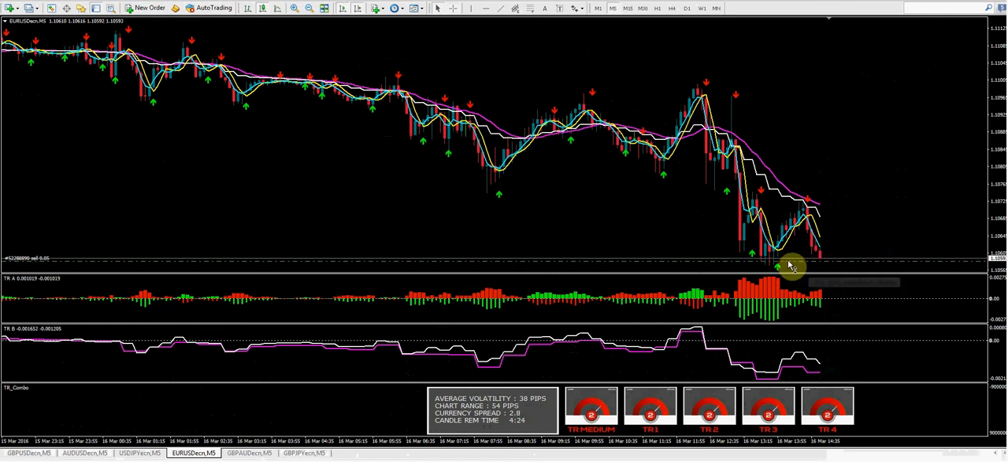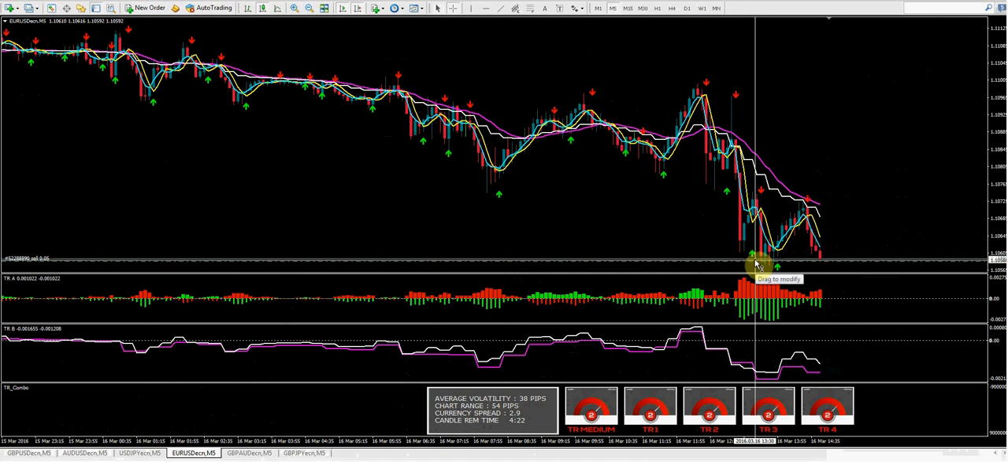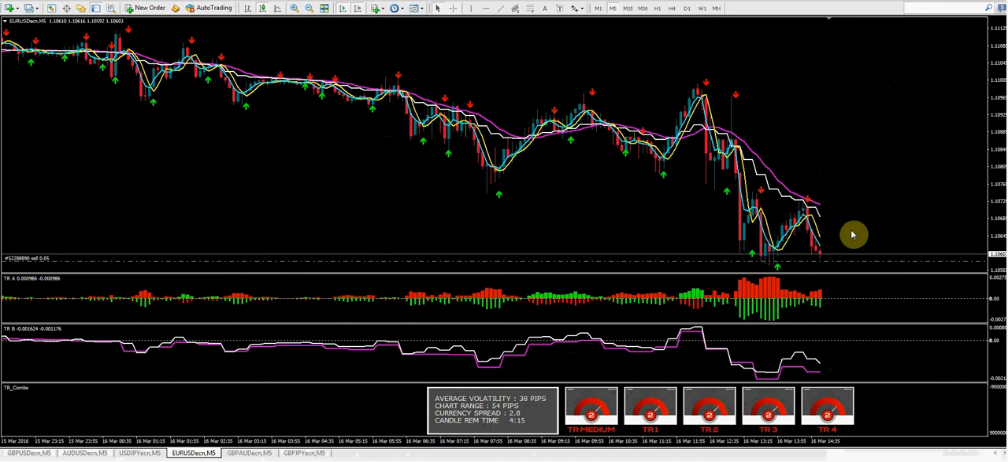And I am selling basically directly on this level that could potentially be support. So this is a bit of a dangerous play because we have no idea if the market's going to be able to break this level or not.